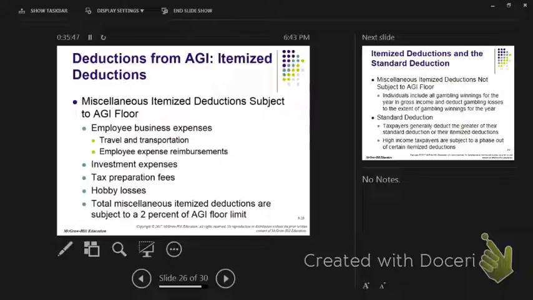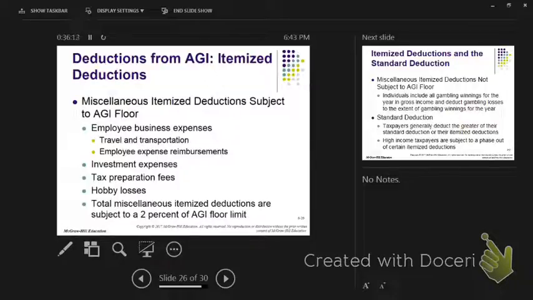You can see line 21 talks about the unreimbursed business expenses, employee expenses. You can fill out a 2106. Line 22 is the tax preparation. Line 23 is other expenses such as safety deposit boxes, that type of thing. And then it's subject to the 2%. I take that back. The gambling losses, I'm sorry, go on line 28. They're not subject to 2%.